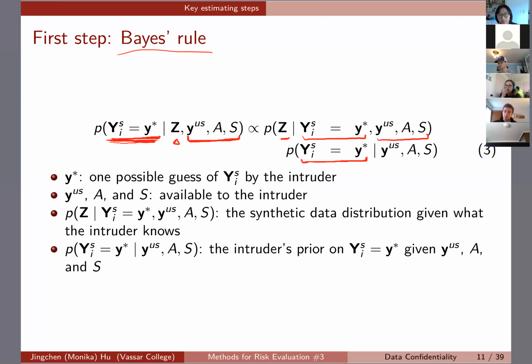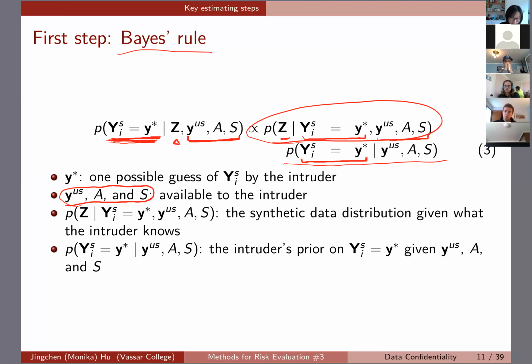Again, Y-U-S, A and S are whatever information is available to the intruder. We have to keep making assumptions about them soon. For example, if you look at the second term, how do we know what that is? We have to assume certain things about A and S when we're doing this, and similarly here as well. So keep in mind, we altogether write all of this as what is known to the intruder, but we do break them into separate pieces just because it's easier to differentiate in this way later when we're doing the computation.